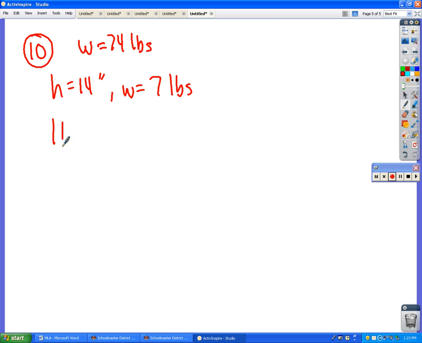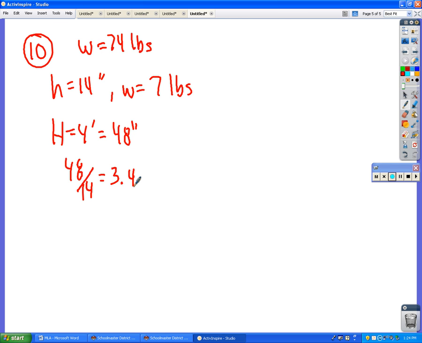If we want our new height to be 4 feet, how many inches is that? 48. So, how many times bigger than 14 inches is 48 inches? Is it 4 exactly? No, I think it's 3 point something. It's 3.4? Okay. 3.4 repeating? 3.428. Okay, so 3.4 is probably pretty good.